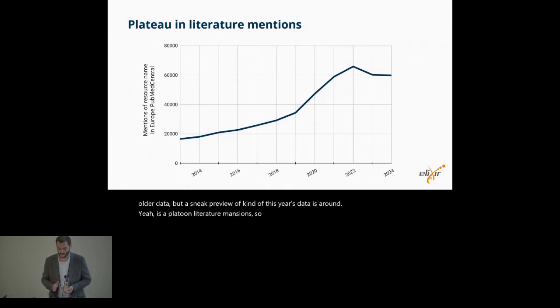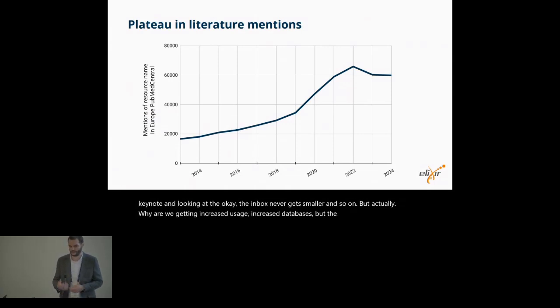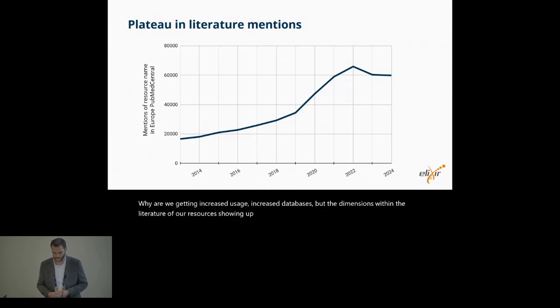So again, this is something we saw in the 2022 metrics, but we're seeing this in the last 2 years as well. And this raises some questions. It was referred to earlier in Amos's keynote, looking at how the inbox never gets smaller. But why are we getting increased usage and increased databases, while the mentions of our resources within the literature are starting to plateau? So what's going on here?